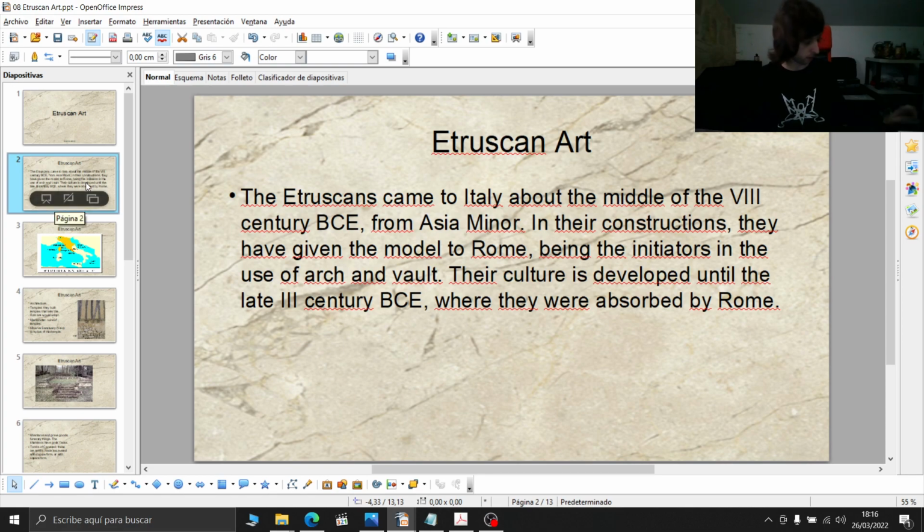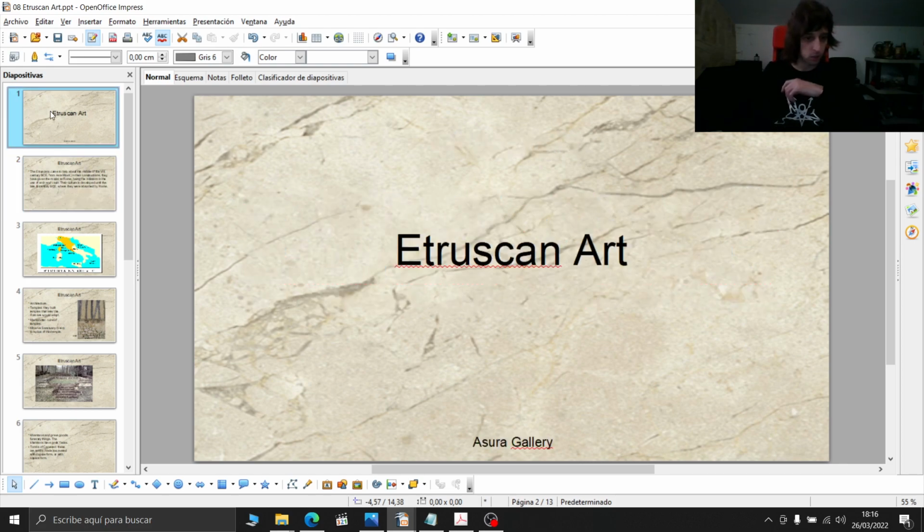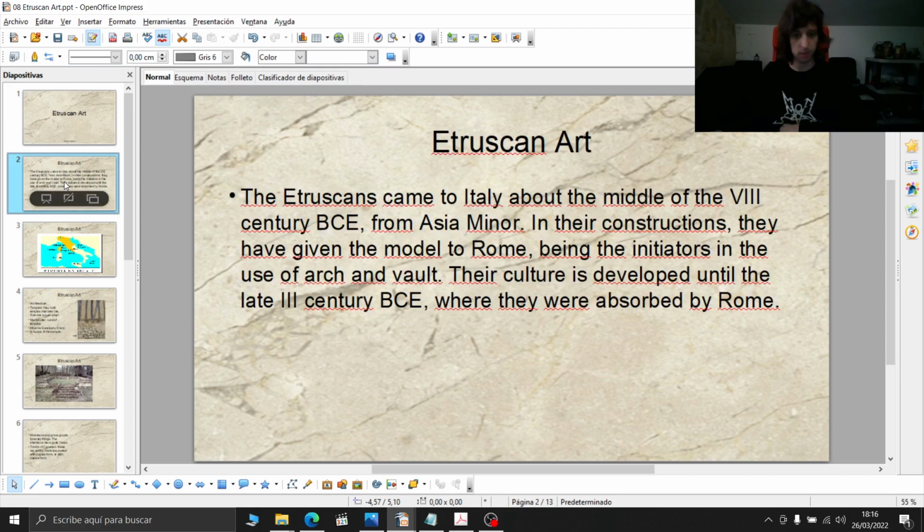Etruscan art, and as I was saying before, today I will talk about mythology at the beginning. When I'm talking about the Roman art introduction, then I will be talking about mythology. So just starting with Etruscan art.